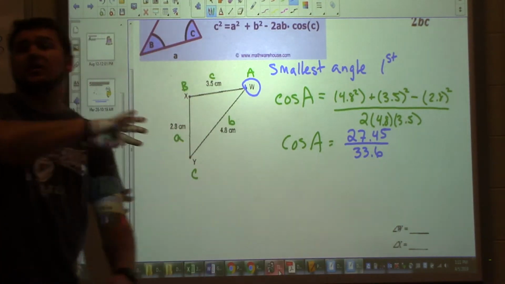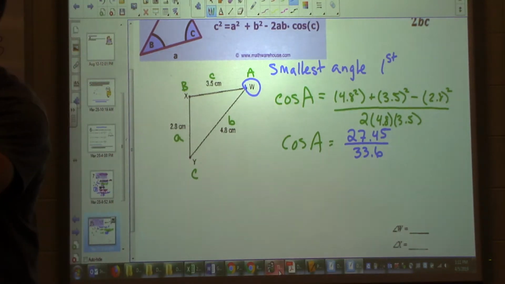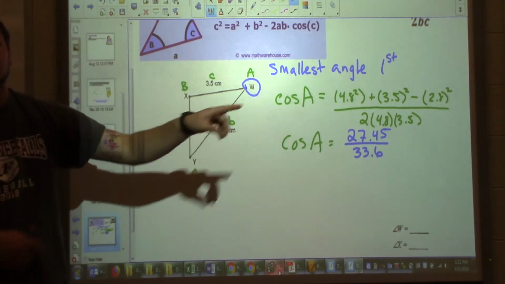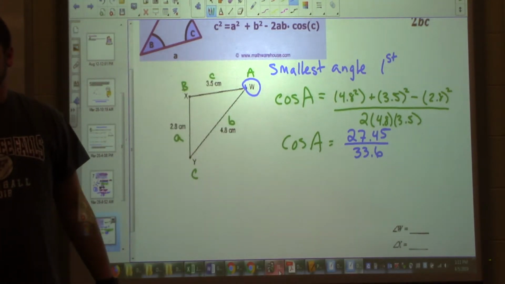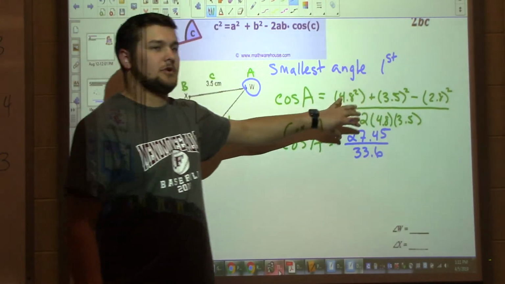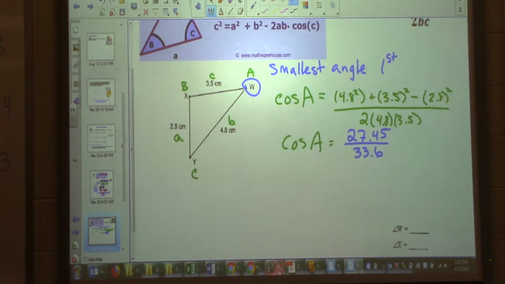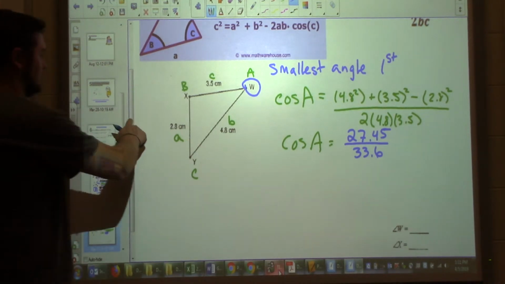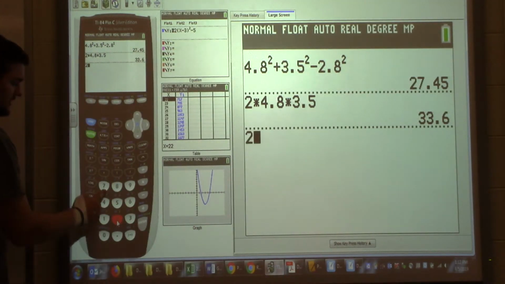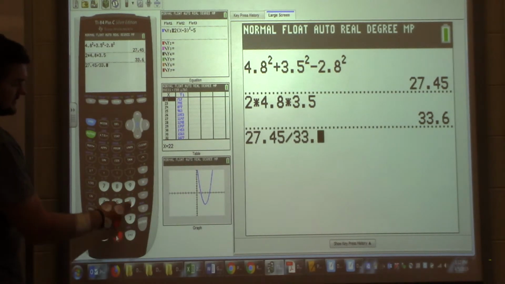Now, if you want to put that whole thing up here in your calculator right away, you're more than welcome to, but just be really careful when you do it. If you mess up on one thing in there and you get the wrong answer, your whole problem's going to be messed up. So take it step by step, do it slowly. If you're going to put all of it in your calculator, make sure you're putting parentheses around your denominator so it multiplies before it divides. So in your calculator, we do 27.45 divided by 33.6.